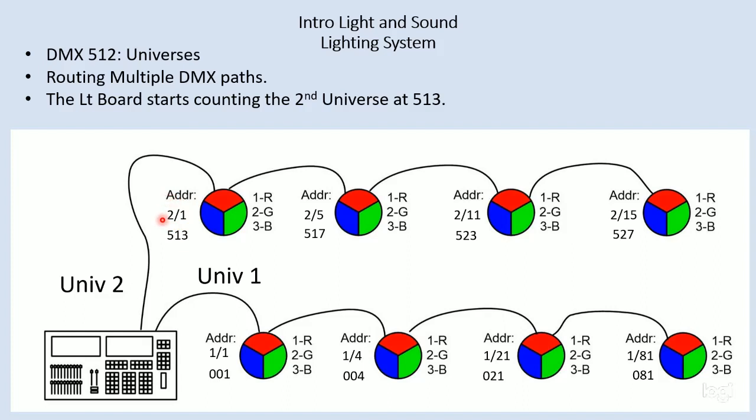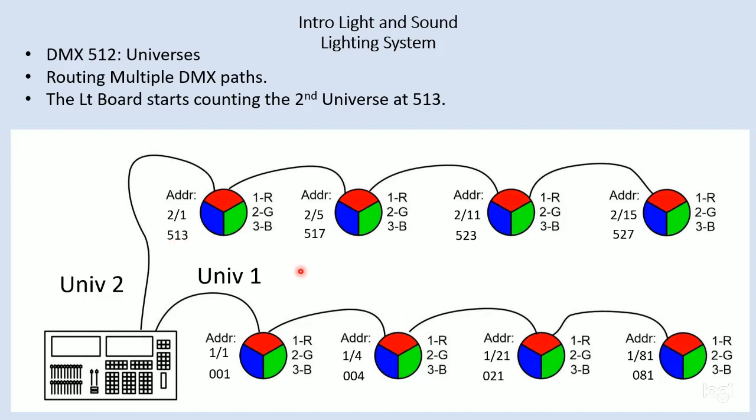And that's often written this way. Universe 2, address 1. This is universe 2, address 5. This is universe 2, address 11. Universe 2, address 15. So the light board is going to be sending signals out to 513, which corresponds to the second universe, the first address. Remember, DMX is 512. So the next available address is 513.